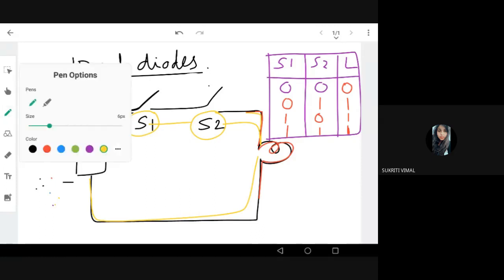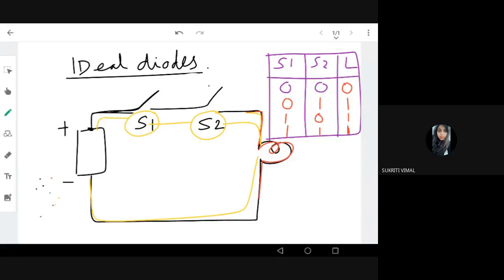So we can say the truth table will be like this. 0 0, both switches are off, output will be off. If one switch is on, still it is off because the circuit is not complete. If both are on, then only the output is on. So yeah, this is an AND gate, right? So these are the logical gates.